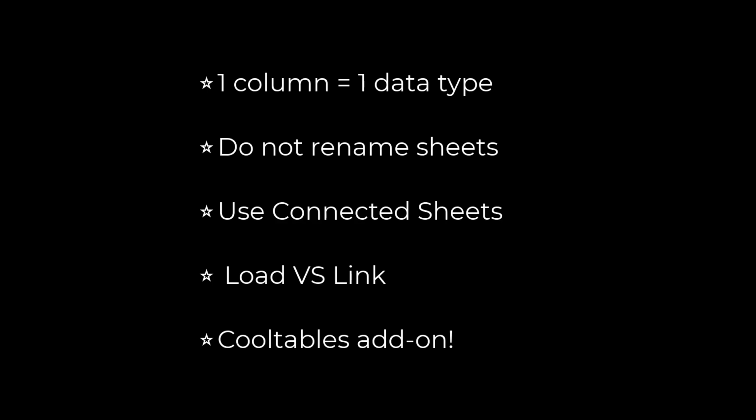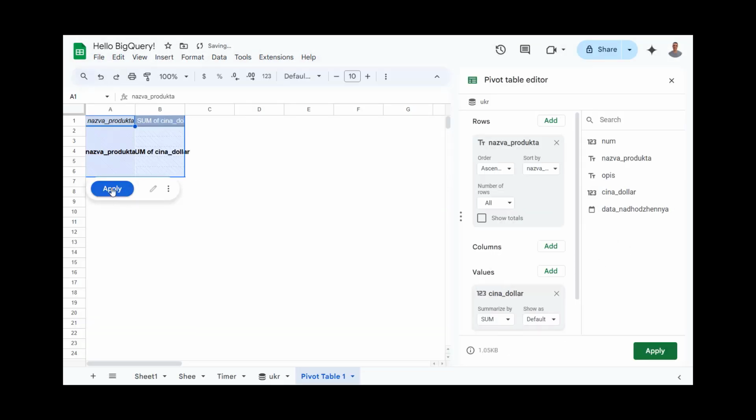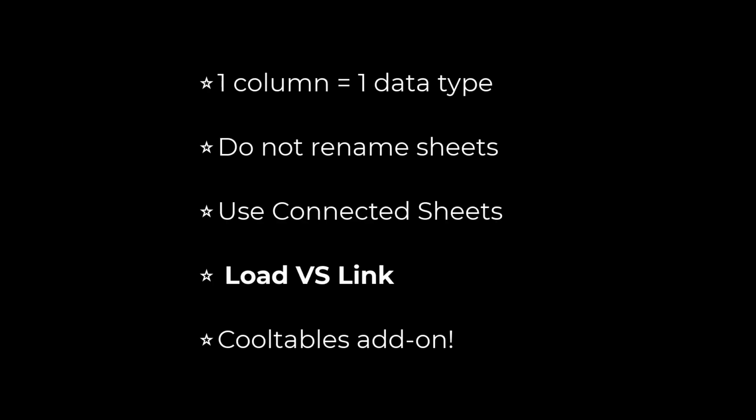Do not forget about these pro tips. Use the same one data type for a column. Don't let malformed values kill the connection. Do not rename sheets linked to BigQuery. Use built-in Connected Sheets feature by Google to load your BigQuery table back to Sheets. This will let you explore the data using a pivot table. Load your data to BigQuery instead of linking if you want to make a manual connection that will not break if source data will change.